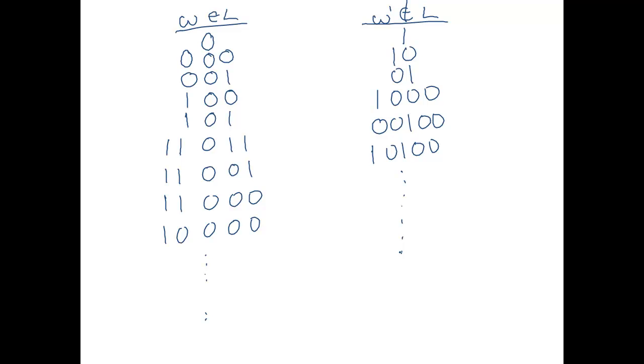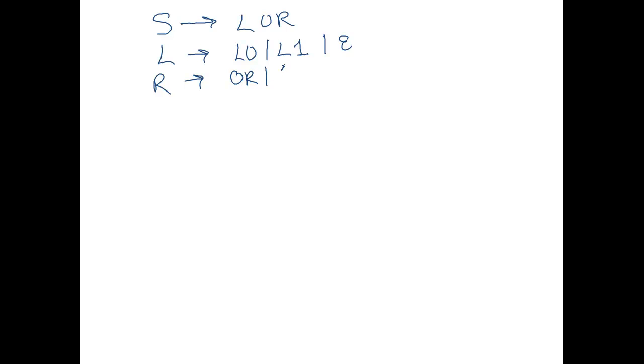So, as a first attempt, you might think about creating the 0 and then building the left and right sides. So a grammar might look something like this. And what can left go to? Well, we could build a 0 or a 1 or epsilon. And similarly, we could do this. Okay.